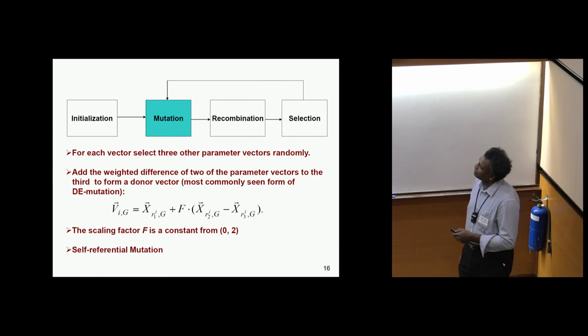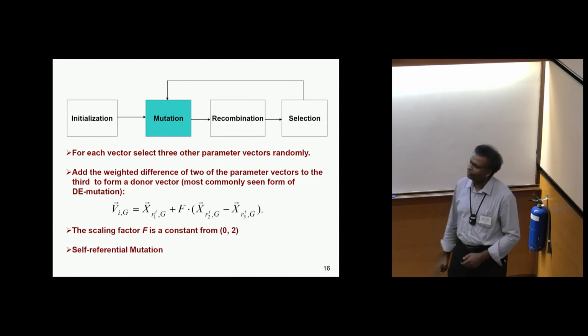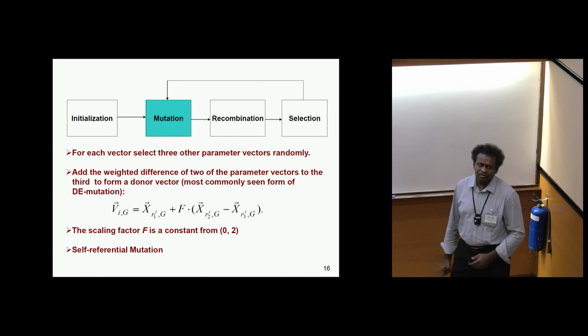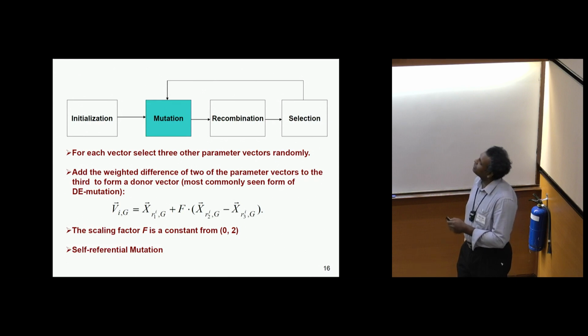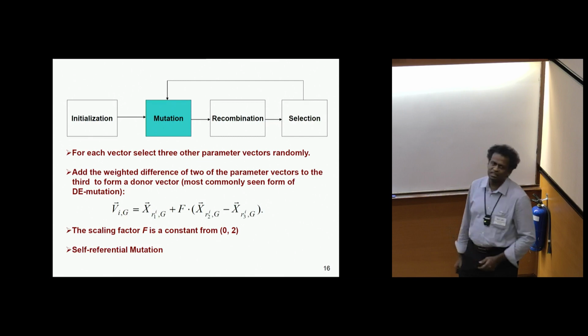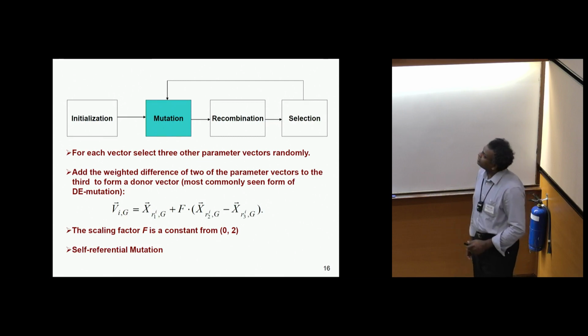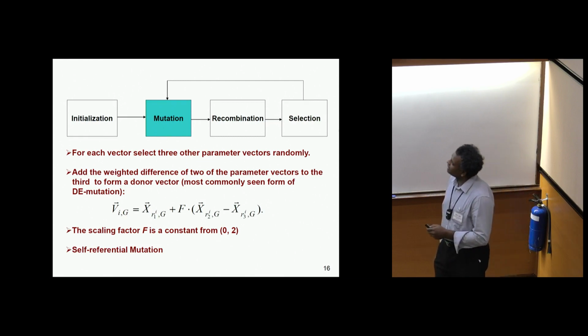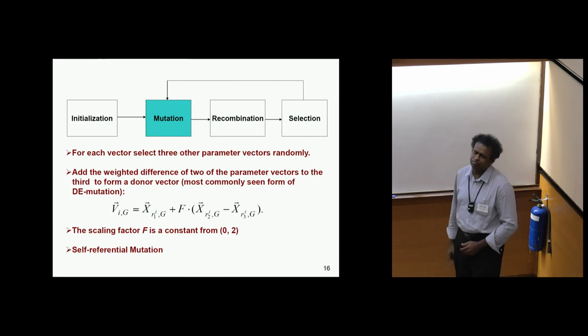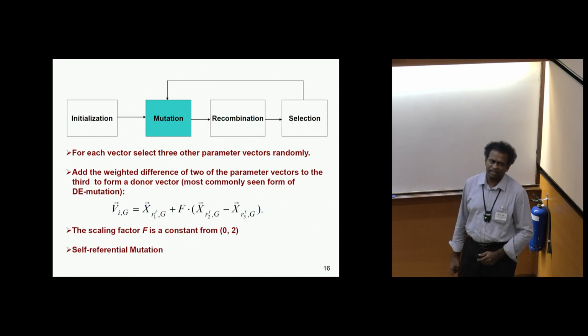The first one is known as the base vector, and then you make use of the other 2 randomly selected members to form this difference. This may be the reason that you call this method differential evolution, because you make use of these differences here. This F is a scale factor. Initially it was a constant, but nowadays people do adaptation on it. You have adaptive methods to tune the scale factor parameter.